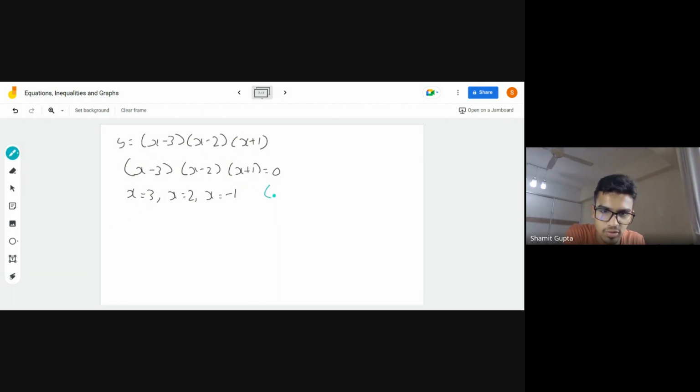Now, that means you have coordinates (3, 0), (2, 0), and (negative 1, 0). Now you have the y-intercept. The y-intercept is when x equals 0. So this is negative 3 times negative 2 times 1. So the y-intercept equals 6. So you have (0, 6). So then you can draw a graph. Okay.